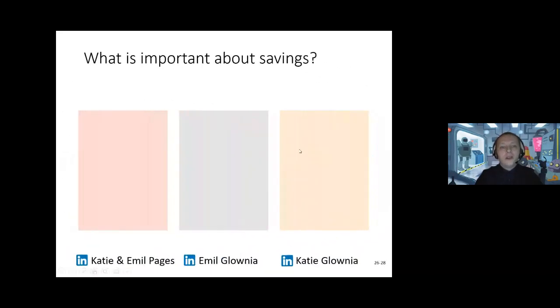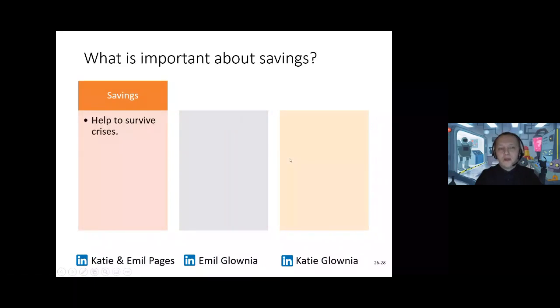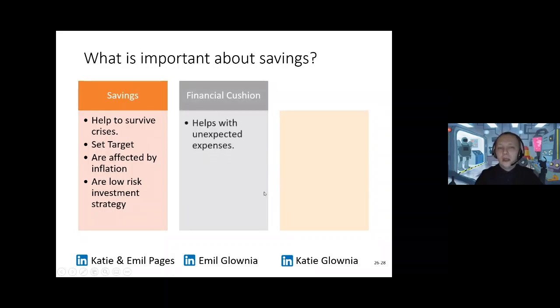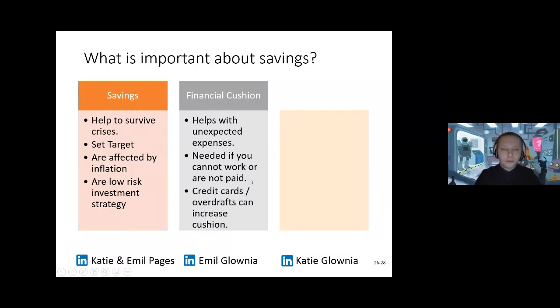Now, what is important about savings? Savings help you survive crises and set a target. They are affected by inflation, and are a low-risk investment strategy if you put them into a savings account. A financial cushion helps with unexpected expenses, needed if you cannot work, if you are not paid.